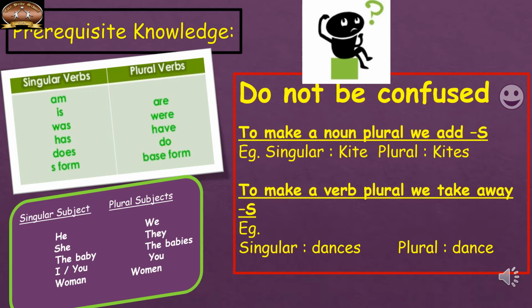to the plural. Now to make a verb plural, what we do is we take away that s form. Like if the singular is dances, we take away that s, then dance is the plural. So the plural form of a verb is the base form of the verb itself, whereas the singular form of the verb is where we will be adding s or es.